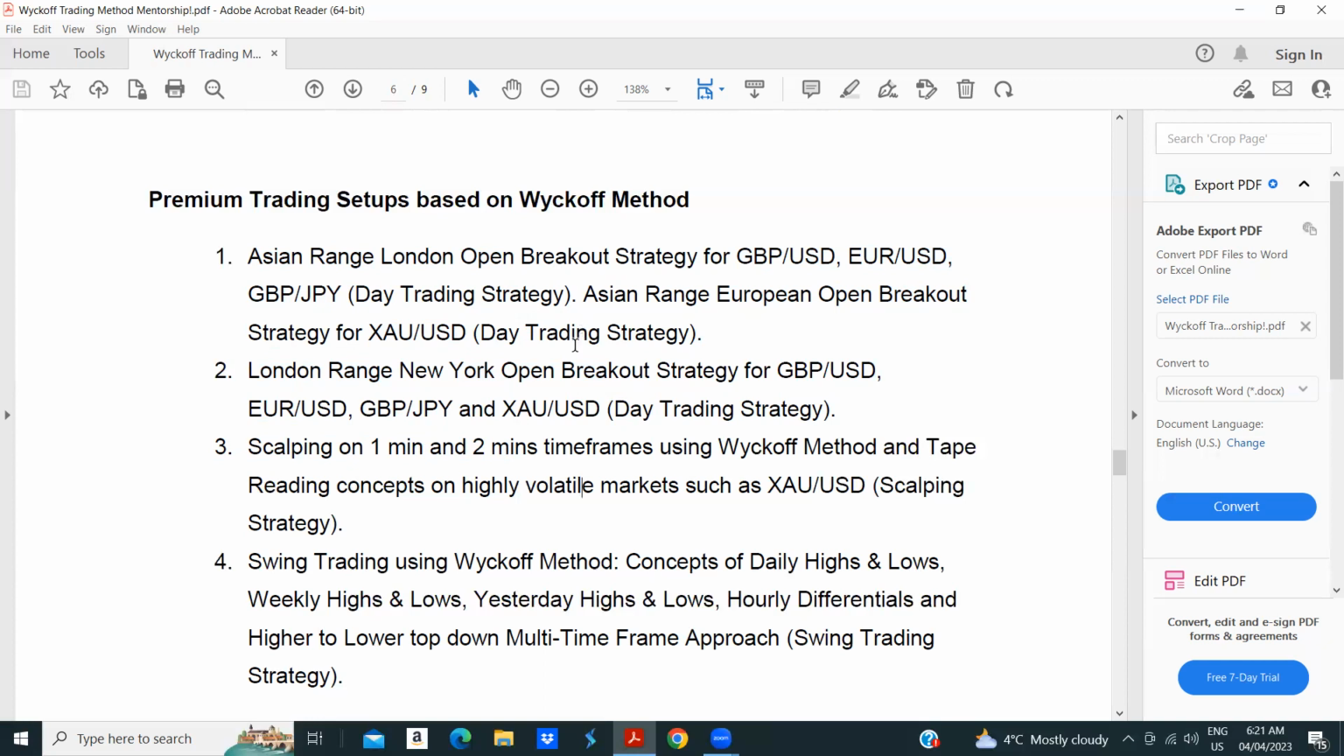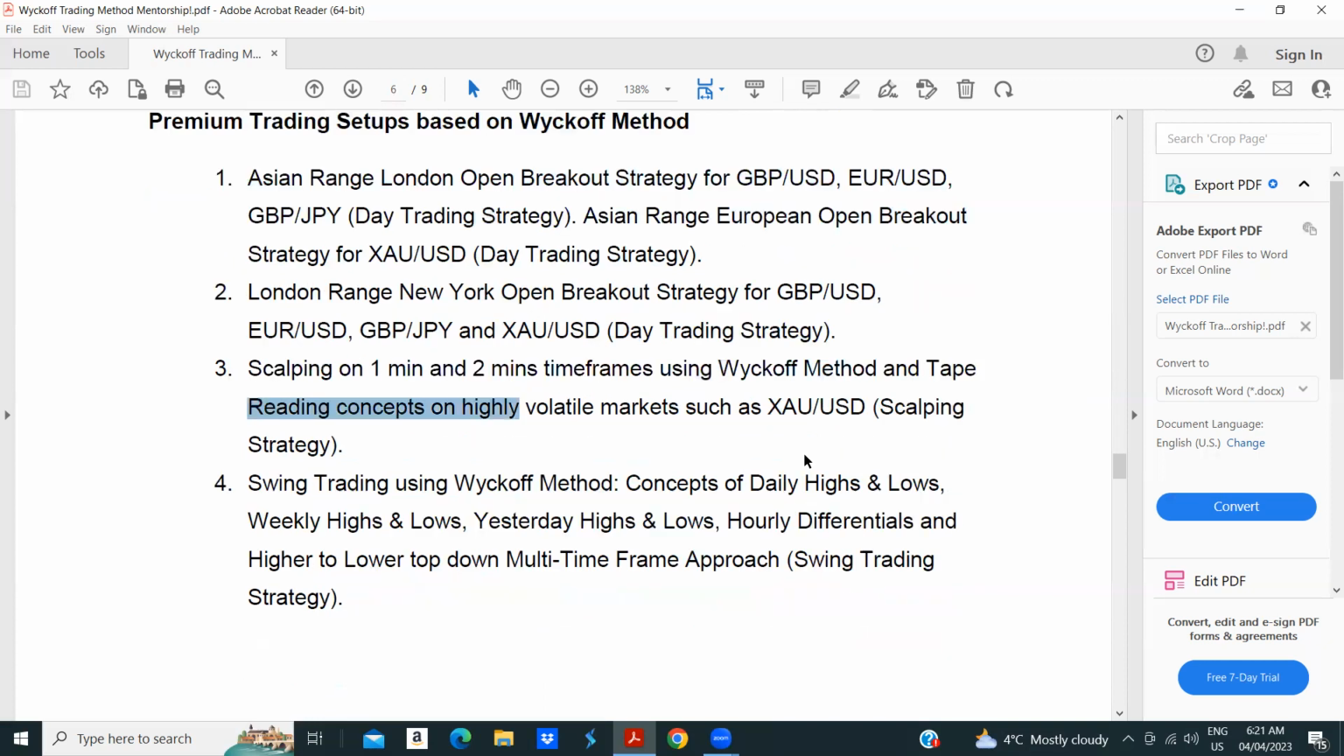And then we are also going to learn how to scalp on 1 minute and 2 minute time frames using the Wyckoff method and tape reading concepts on a highly volatile market such as gold. Then next, we're going to discover and develop a swing trading strategy using the Wyckoff method. We will use the concept of daily highs and daily lows, weekly highs and weekly lows, yesterday's highs and yesterday's lows, hourly differentials, and a higher to lower top-down multi-time frame approach.